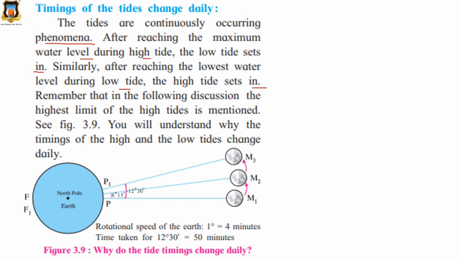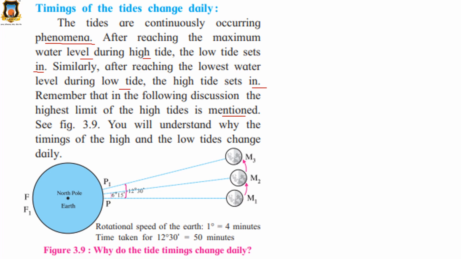Am I right? So remember that in the following discussion, the highest limit of the high tides is mentioned. Following discussions means what we are going to see now. See figure 3.9. You will understand why the timings of high and low tides change daily. Now we can see over here why the timings are changed daily. Just try to understand this figure very properly.